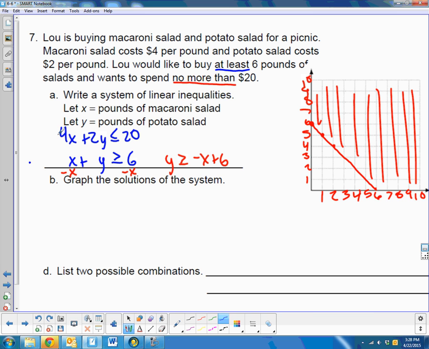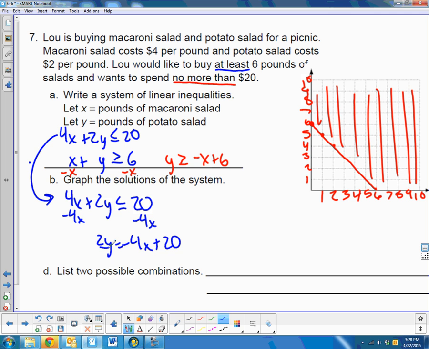I'm going to do a little bit of work down here, just so I can have some room. So 4x plus 2y is less than or equal to 20. You get y by itself. Subtract 4x from both sides. You get that 2y equals negative 4x plus 20. Divide everything by 2. And again, you can always slow this down and pause and help yourself keep up. Y is less than or equal to 2x plus 10.